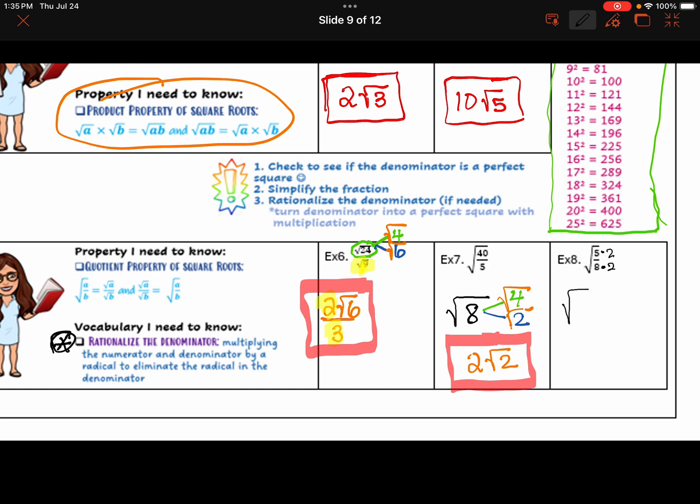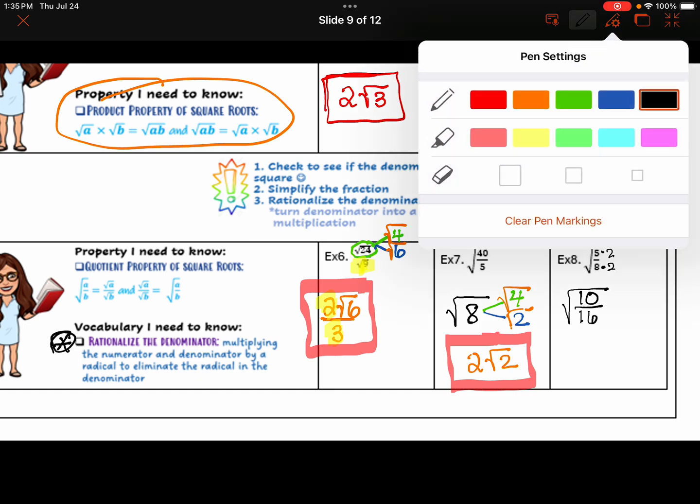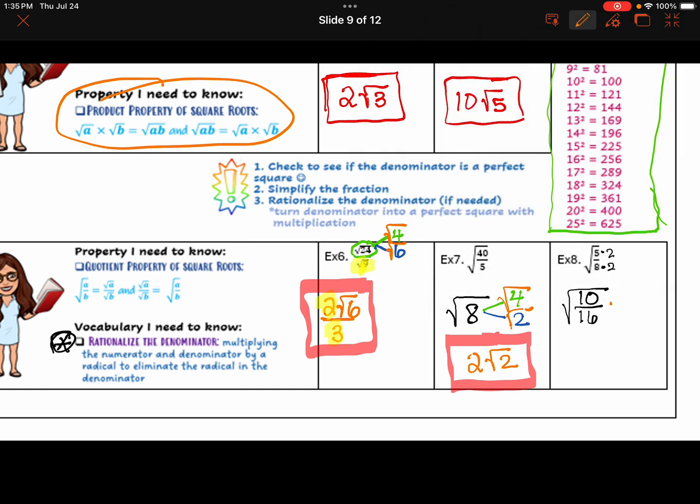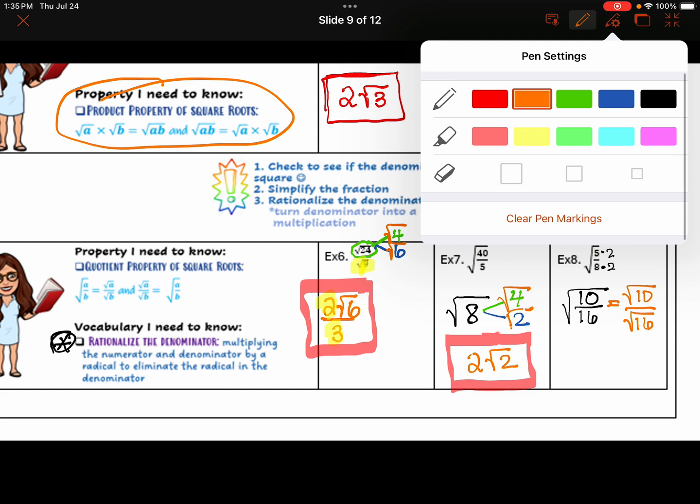I now have a perfect square in the denominator. And that perfect square is 16. And 5 times 2 is 10. And if you look, it is a different fraction, but 5/8 and 10/16 are equivalent. So everything I've done is legal. And so now to simplify it, I just square root the top, and then I square root the bottom. And my goal has been accomplished.